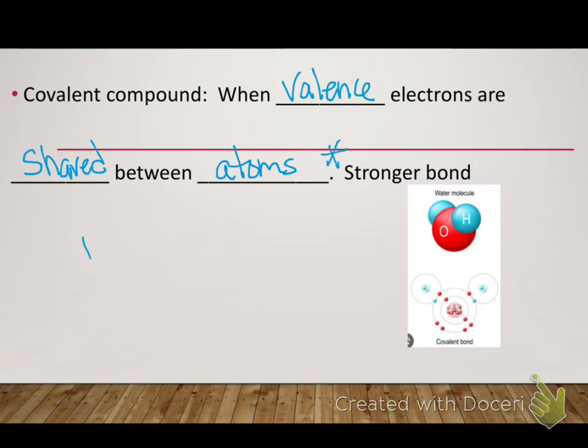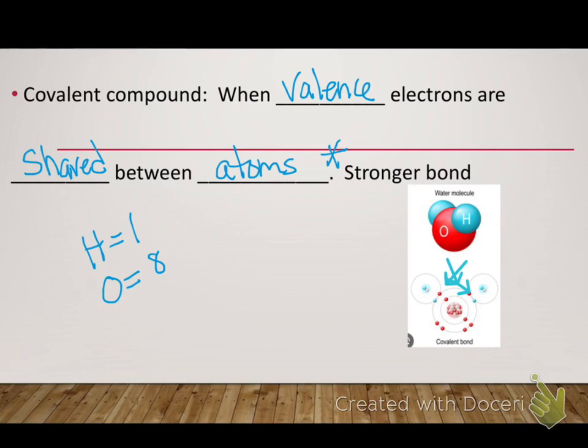I did the same thing here. Hydrogen only has 1 on its shell. Remember, it likes 2 to be happy because it only has 1 energy level, and that first energy level needs 2. And so it only has 1, and it wants 2 to be happy. Oxygen has 6 on its outer shell. The red ones are oxygens. And it only has 6, so it wants 8 to be full.